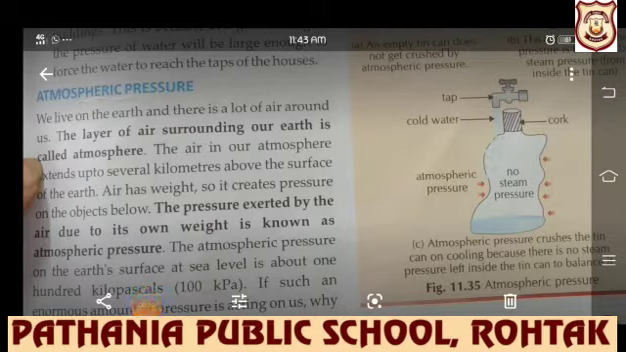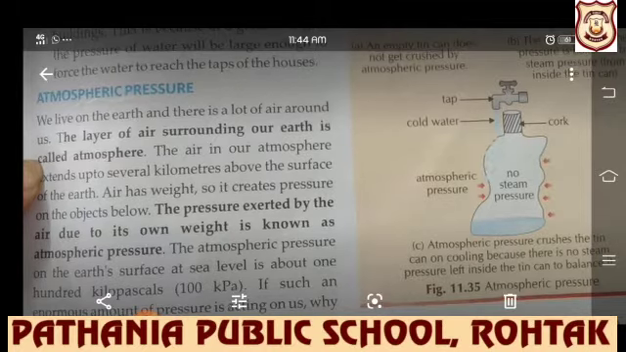The air in our atmosphere extends up to several kilometers above the surface of the earth. Air has weight, so it creates pressure on the objects below it. So the pressure exerted by the air due to its own weight is called atmospheric pressure. Now the atmospheric pressure at sea level is about 100 kilopascals.